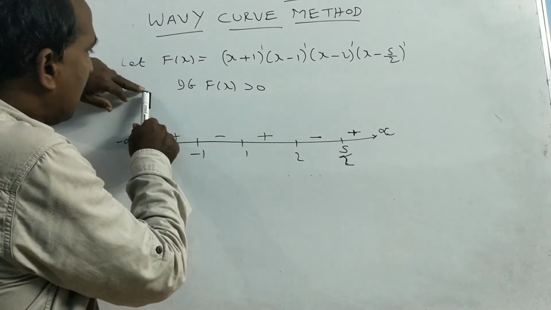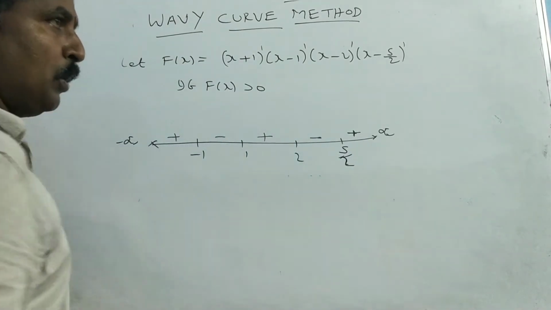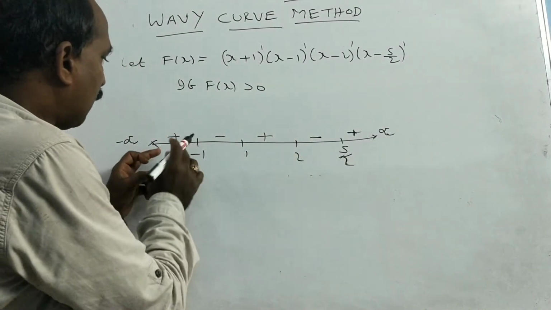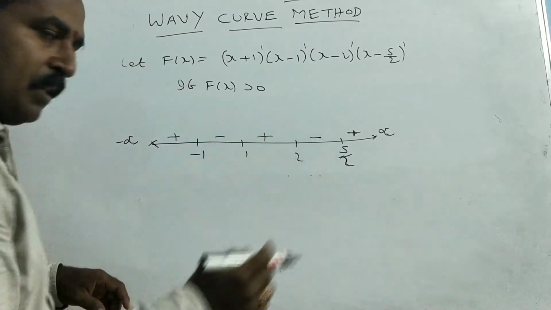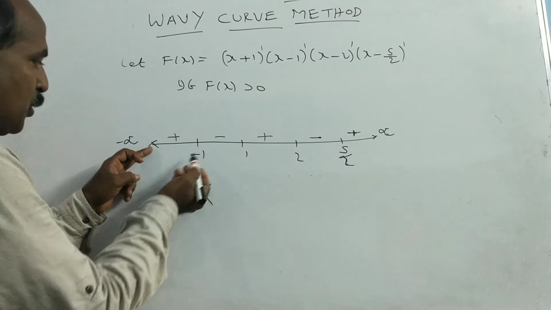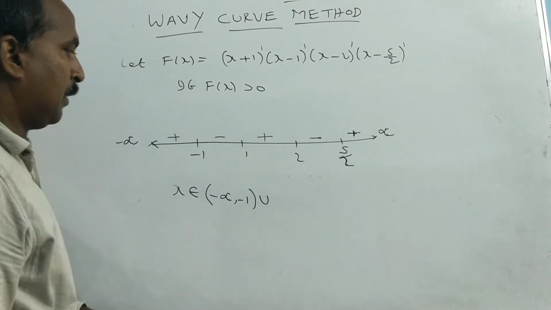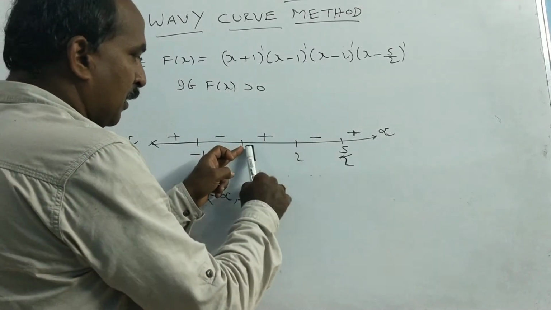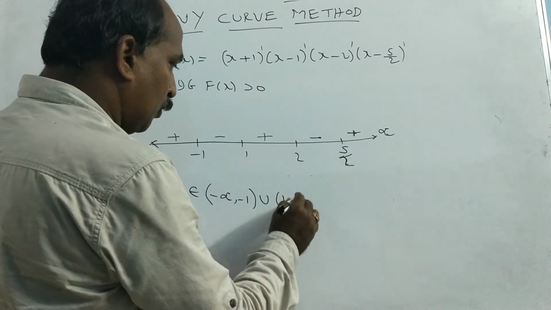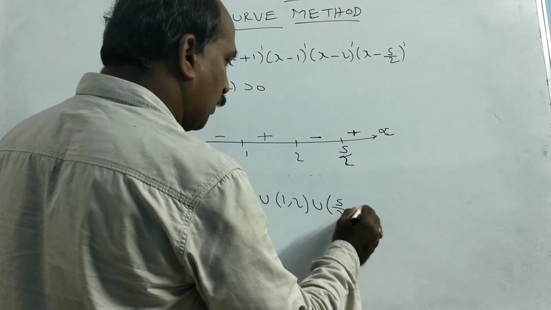We have to find the values of x when f of x is positive. When f of x is positive, the values of x is the union of all intervals which contain positive sign. That is, x belongs to, this interval contains positive sign, minus infinity to minus 1, union. This interval also contains positive sign, 1 to 2, union, 5 by 2 to infinity. Open interval 5 by 2 to infinity.